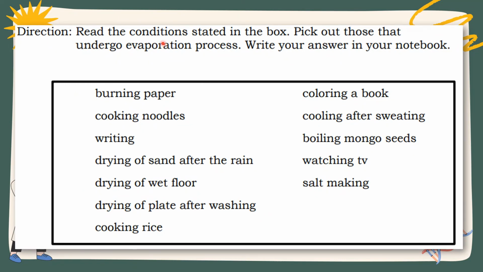Directions. Read the condition stated in the box. Pick out those that undergo evaporation process. Write your answer on your notebook. So we have burning paper, cooking noodles, writing, drying of sand after the rain, drying of wet flour, drying of the plate after washing, cooking rice, coloring a book, cooling after sweating, boiling mungo seed, watching TV, salt making.